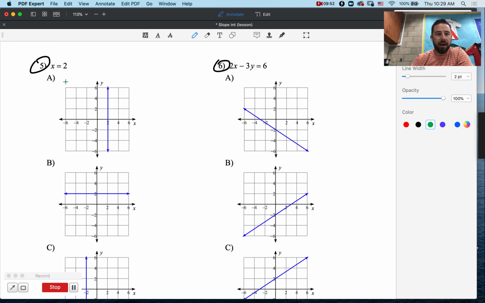All right, let's do 5. This says x equals 2. So that means x will always be 2. So I'm going to put a 2 for that point, and I'm going to put a 2 for that point, and then I can pick any number I want. I'll pick 0 and I'll pick 1.